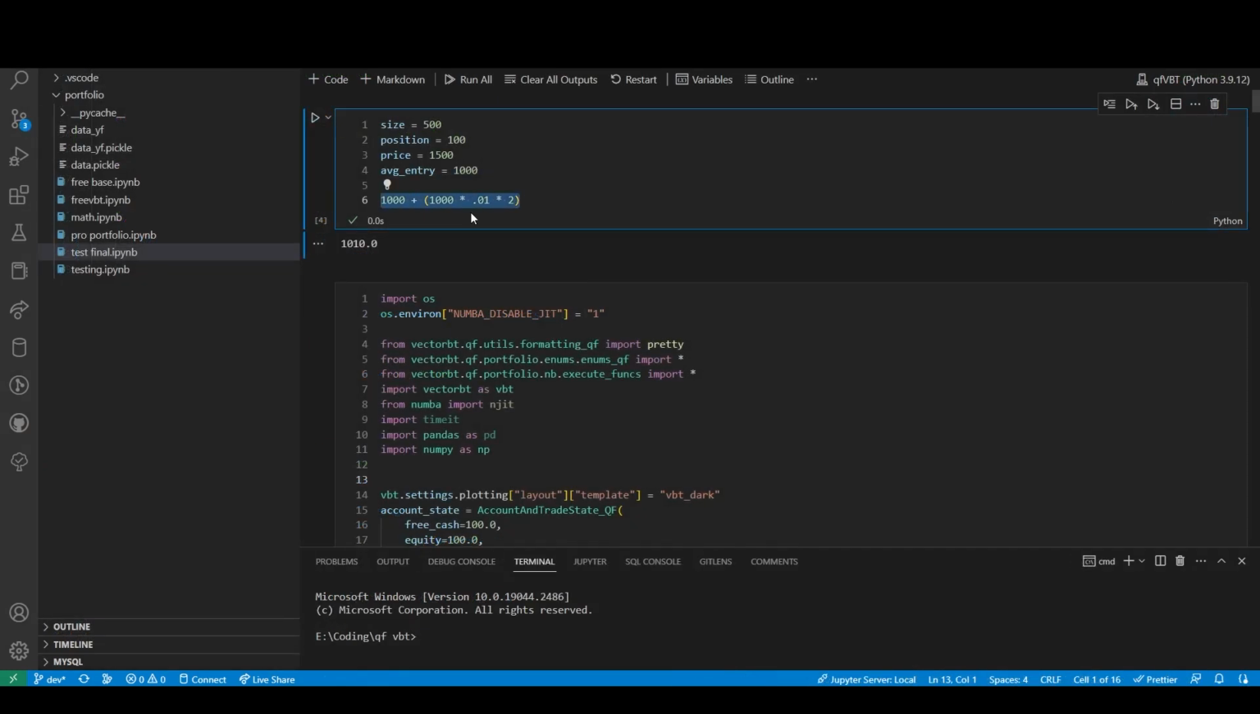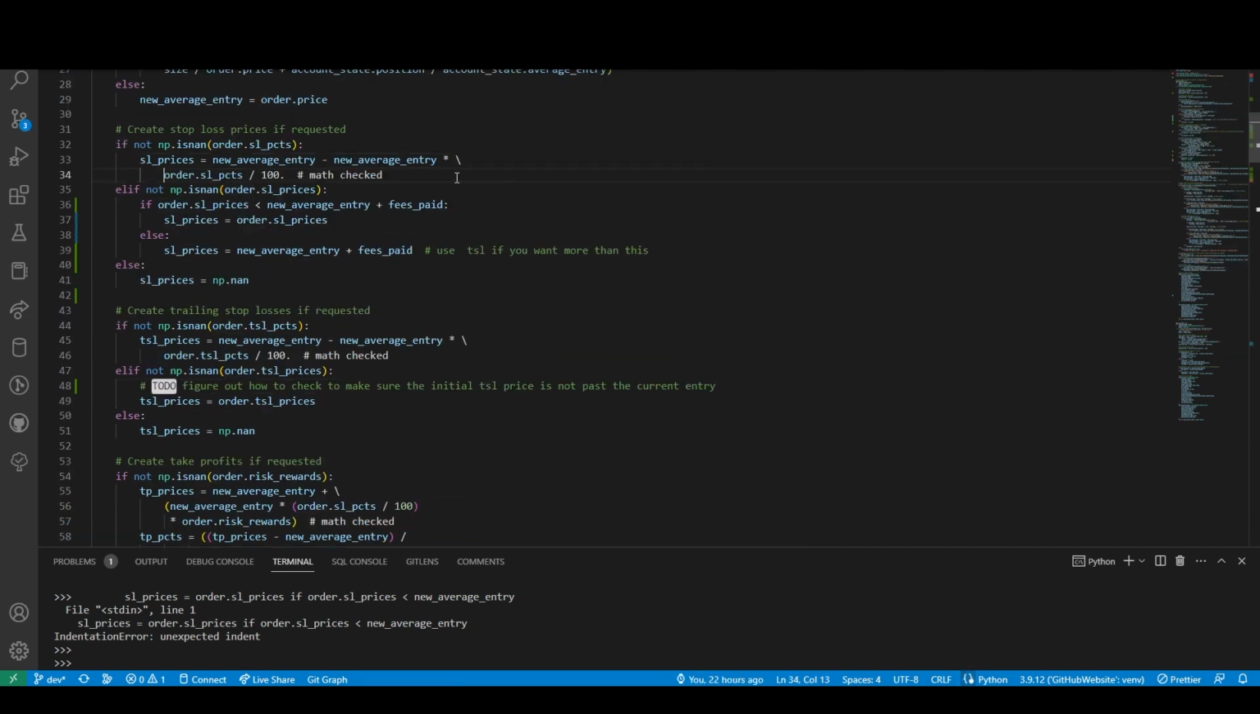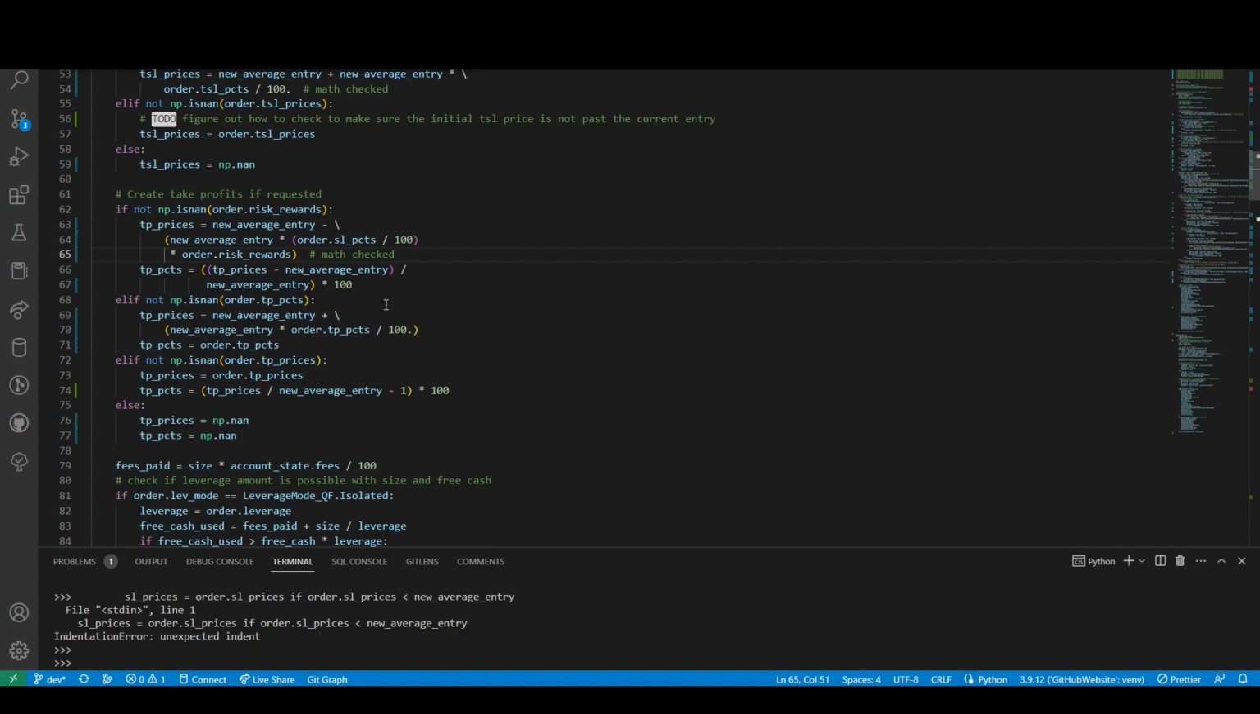So if we do the new average entry is 1,000 minus this. Yeah. So our average entry, this 2-to-1 risk to reward, if we have a 1% stop loss. So 1% of 1,000 is 10. So we multiply that by 2. Okay, so this works. So that's minus. So that math works. So where's our math at? So this math works. Okay.